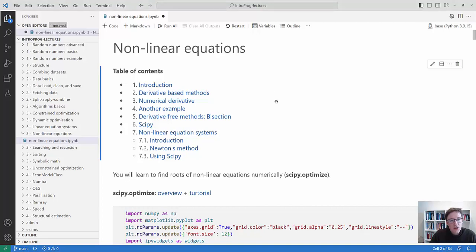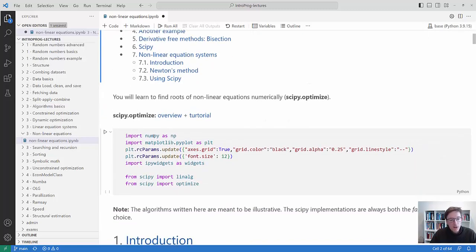Welcome to this video on solving nonlinear equations. So in this video we will talk about how to find roots of nonlinear equations numerically. Eventually we will do this with SciPy.optimize, which is a fast and safe choice for doing so, but we will also build our own algorithms to sort of understand how that can be done and what happens underneath.